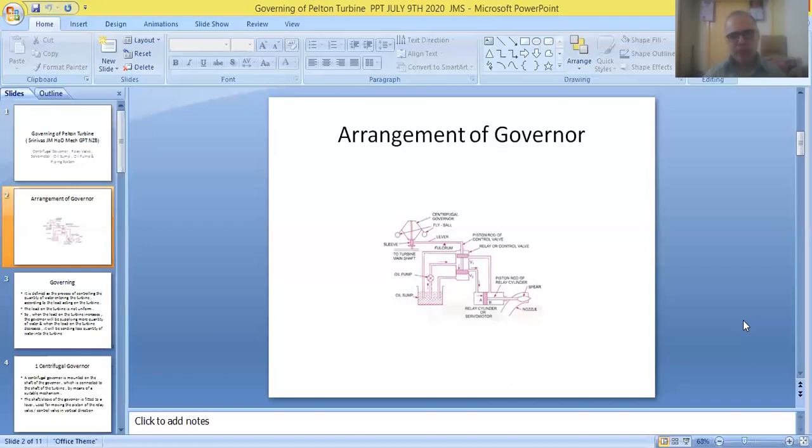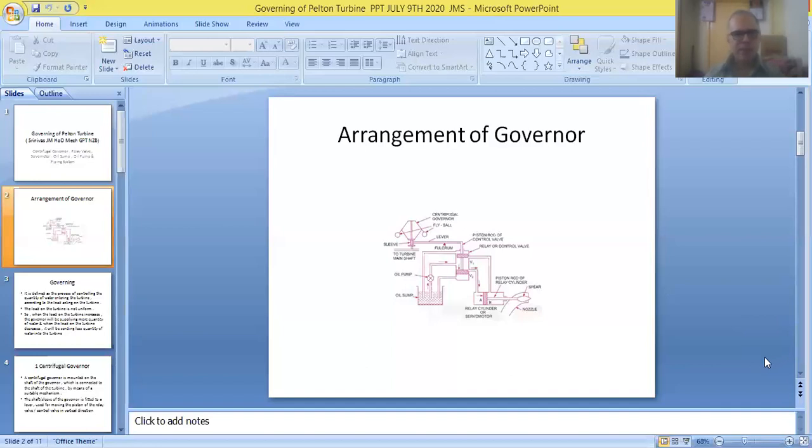So, in the case of Pelton turbine, the servometer is used for opening and closing the area of the nozzle, or it's used for moving the sphere in forward and backward directions. And in the case of Francis and the Kaplan turbines, the same arrangement, the same servometer is used for opening and closing the blades of the guide wheel mechanism. So this is the arrangement of the governor.